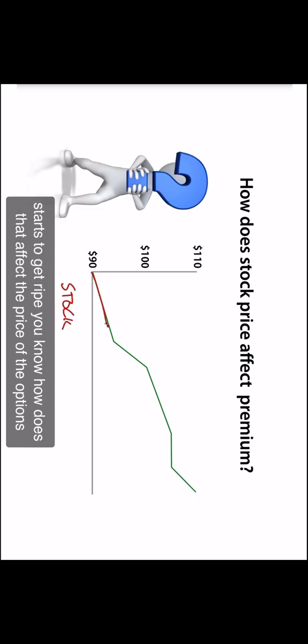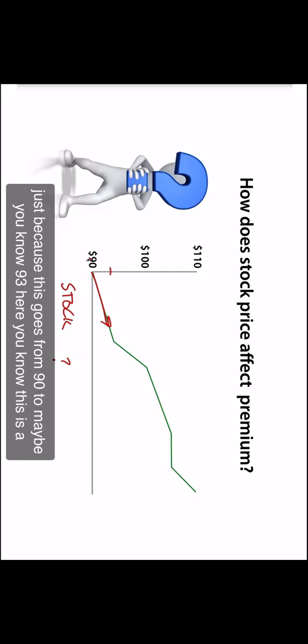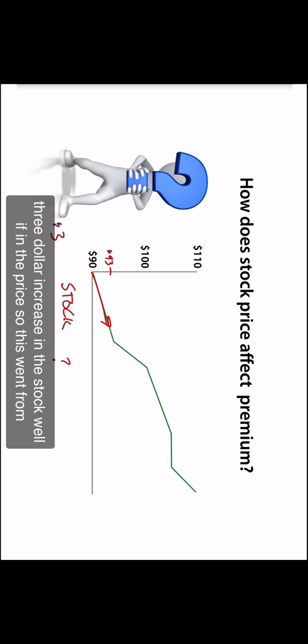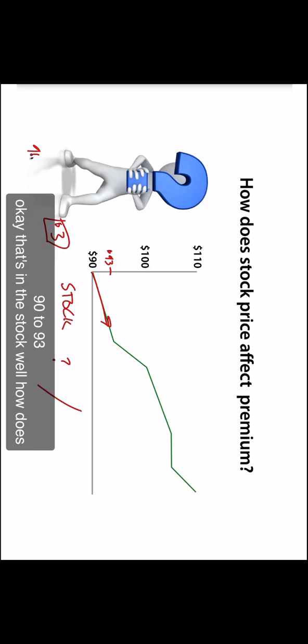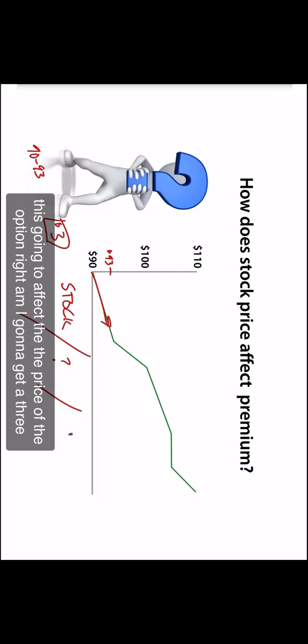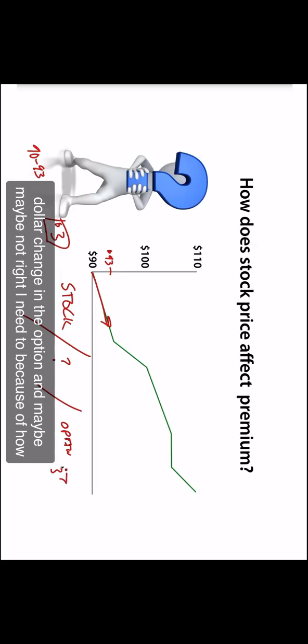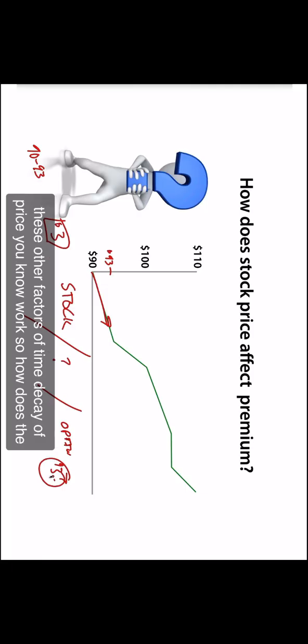And this orange tree starts to get ripe. How does that affect the price of the option? Just because this goes from 90 to maybe 93 here, this is a $3 increase in the stock. Well, if the price went from 90 to 93, okay, that's in the stock. How is this going to affect the price of the option? Am I going to get a $3 change in the option? Maybe, maybe not, because of how these other factors of time decay and price work.